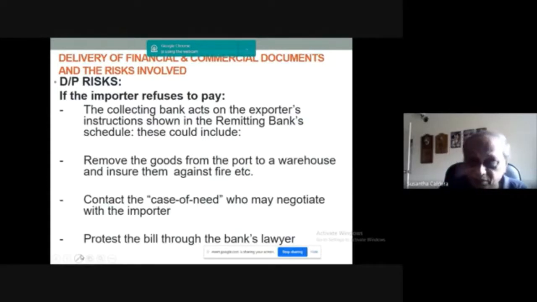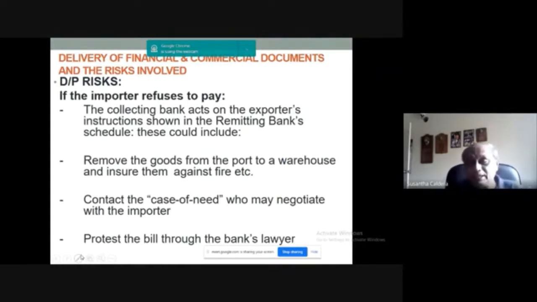And after all, under collection, banks are not responsible for anything. And anyway, we can't do it. Even if you want to do it, we can't do it within 24 hours. So there's a thing called noting and protesting. Noting and protesting. N-O-T-I-N-G.